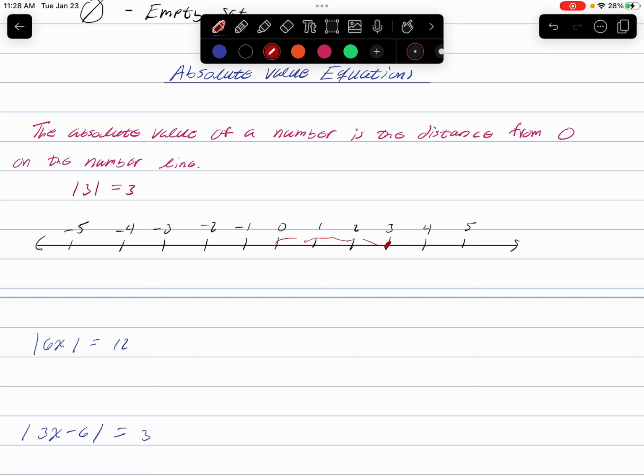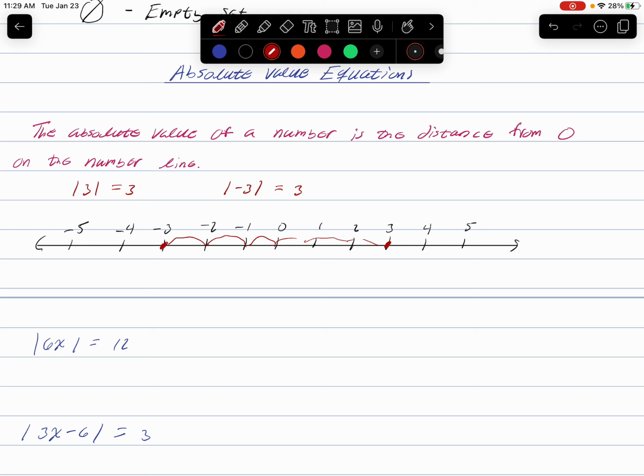But let's say we wanted to find the absolute value of negative 3. So we find negative 3 here, and what we would do is count from 0 how far negative 3 is. It is 3 units away from 0. So we would say the absolute value of negative 3 is 3.